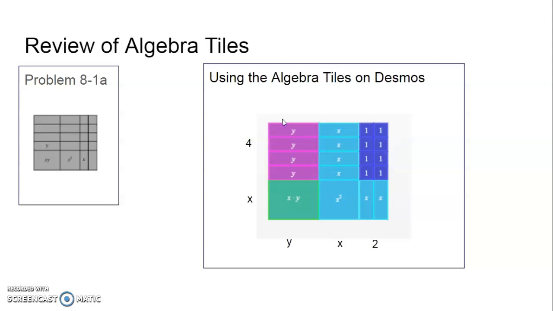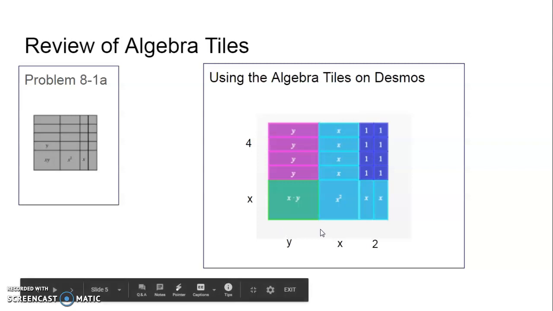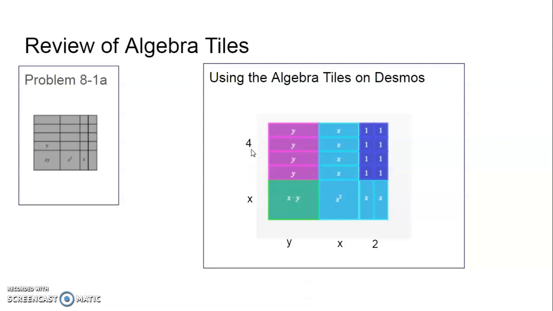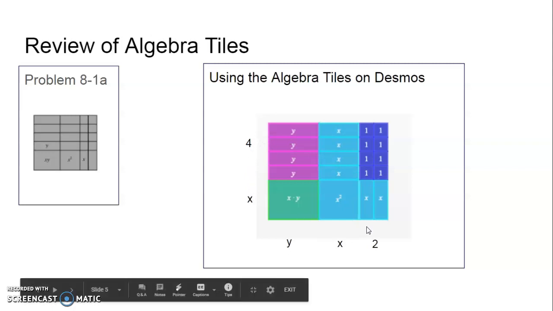You can see from here to here, that's going to be 4, very obvious here. And then from here to here is x, again, very obvious on this side. So x plus 4 would be our length here. And then the width, so this is y, again, it's more visible up here. This would be x and this would be 2. But again, you can see it down here too: y, x, and 2. So the dimensions of this rectangle are 4 plus x and y plus x plus 2.